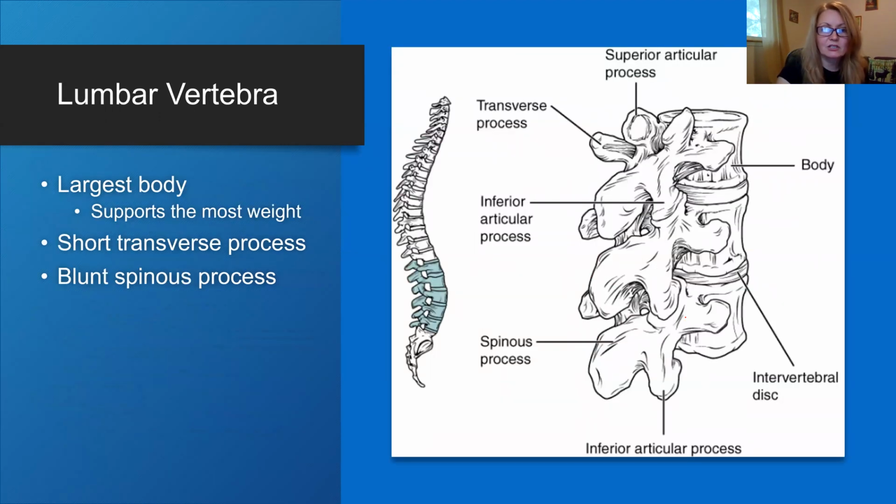Lumbar vertebrae have the largest body, and short and blunt spinous processes. So you see how those are more pointy and those are blunt over here. And short transverse processes. So that's our transverse process right here. So it's pretty short. Okay. So we have 5 of them.